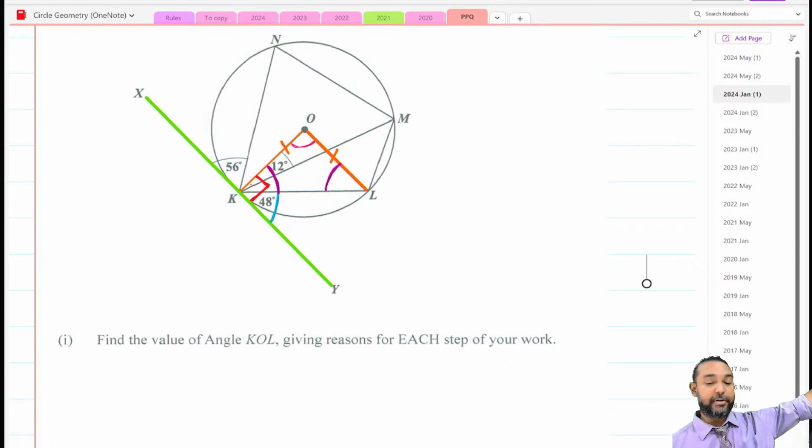Now the triangle is isosceles because OK and OL are both radii, which means they're equal in length, not so? So we have an isosceles triangle. So it means that the angle on the left, the purple, and the angle on the right are equal because it's an isosceles. So when you add up those two, and you're looking for the third one, we could just subtract those two from the 180. Right, hold on. Let me start over.